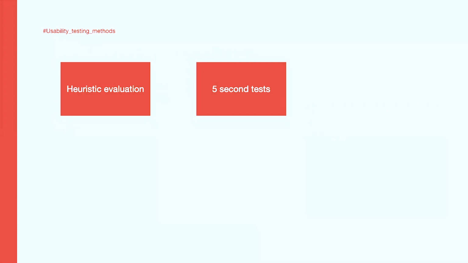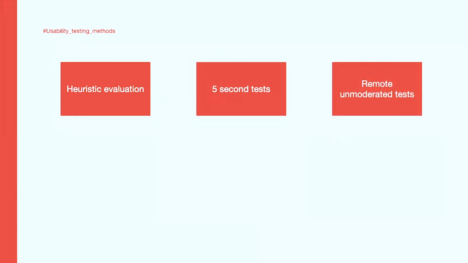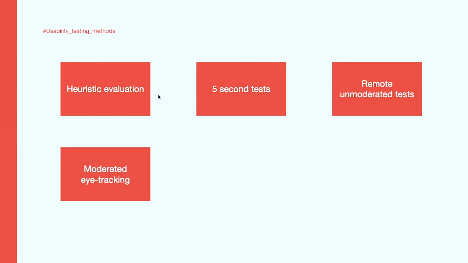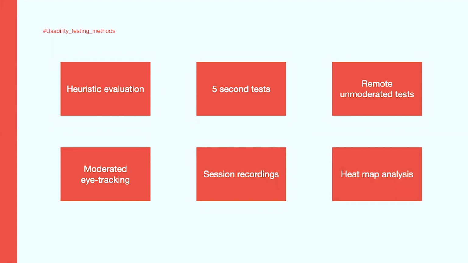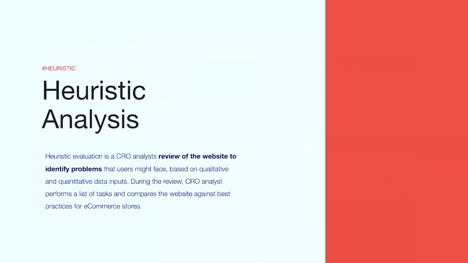So there are 6 usability methods, as you know from the title of our webinar. We will talk about heuristic evaluation, the 5-second test, remote user testing, moderated eye tracking testing, session recording, and we will also briefly cover heat map analysis. So let's start with heuristic analysis.